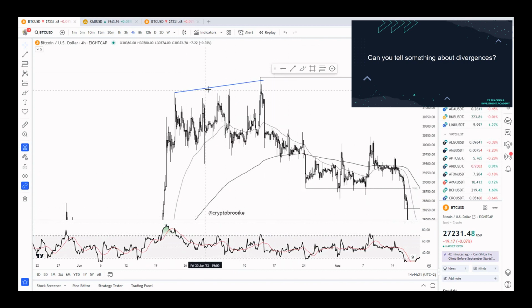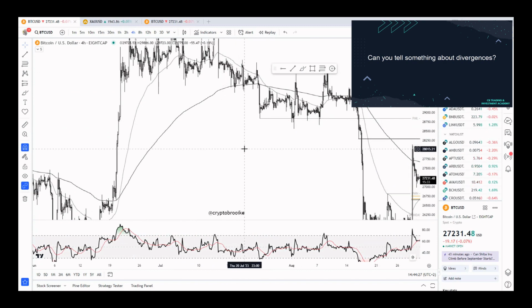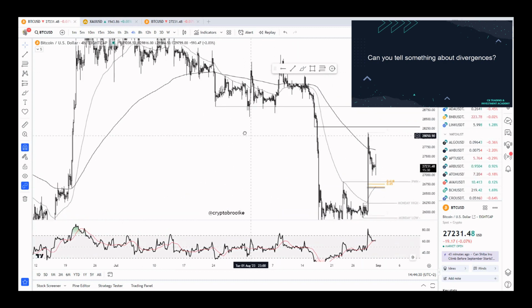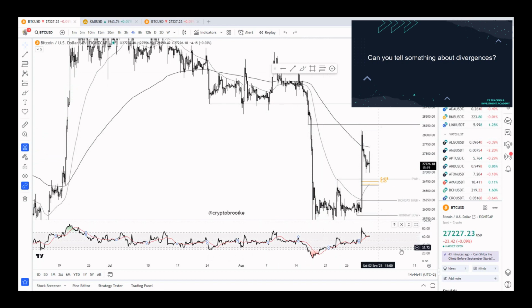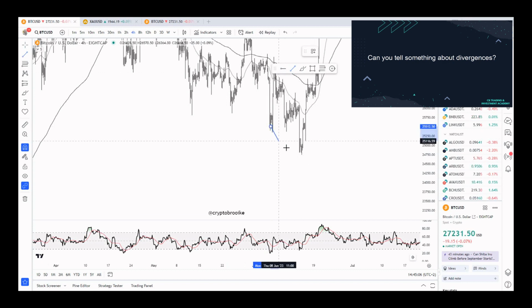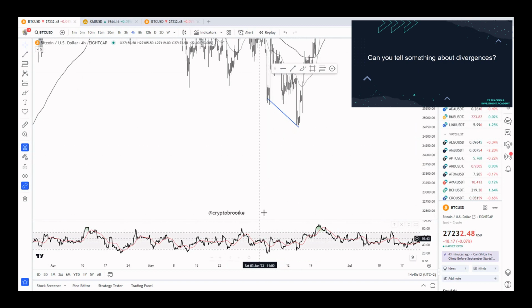For a bullish divergence, you're looking at the lows. You draw lines from low to low to see if the RSI is making a lower low and the price a higher low. So as you can see here, we had a low to a low, and always make sure you're drawing from the same point. So you go down and you draw from the same low to the low.